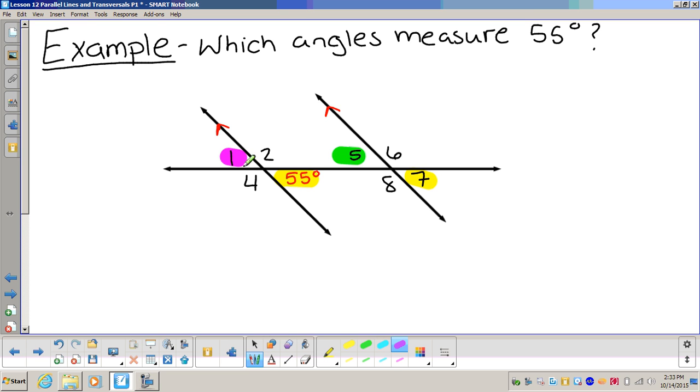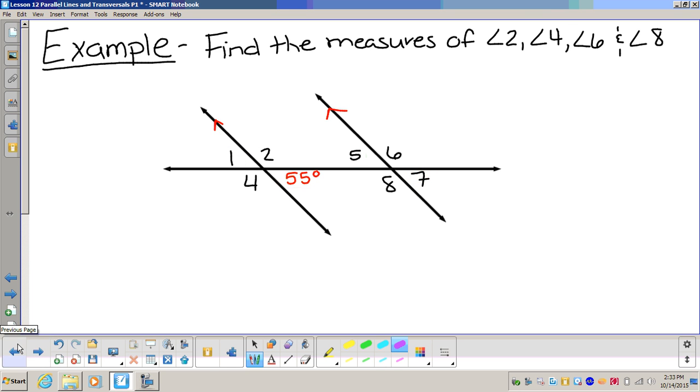So I want you to pause. I want you to first find the measure of angle 2. And I'll give you a hint that these two angles form a relationship that we saw earlier this year. Find angle 2 and then tell me how big angle 2 is and how big angle 4, 6, and 8 are.